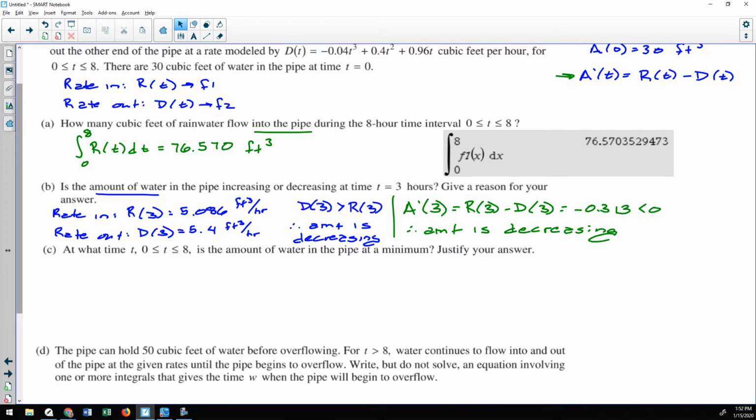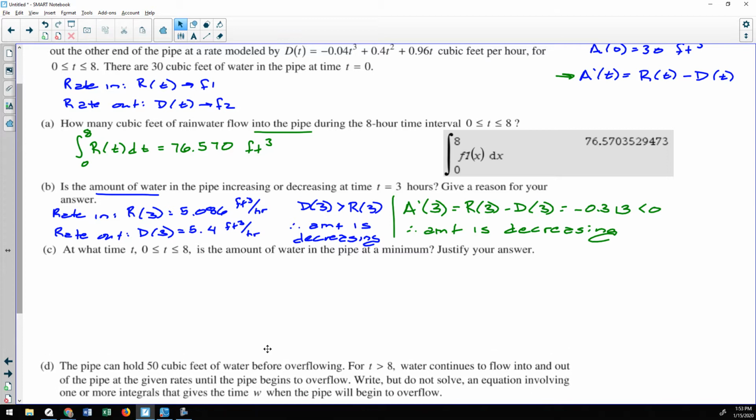We are on a closed interval, and so a minimum on a closed interval would be an extreme value theorem question where you want to consider all your candidates. So my candidates are my endpoints, which are t equals 0 and 8, and then my critical numbers. We're talking about the overall amount of water, so I need the critical numbers for the amount, which would be my function A prime of t, which I defined a long time ago. Set that equal to 0.